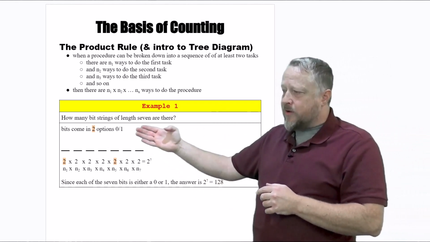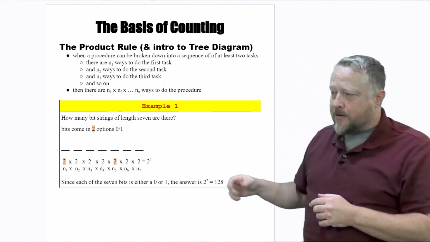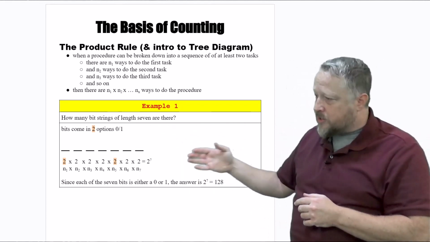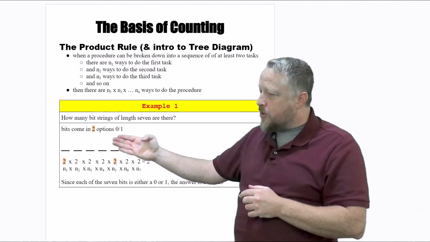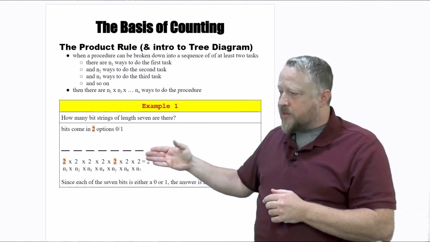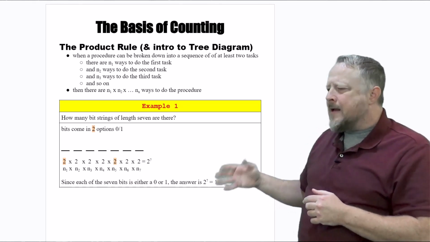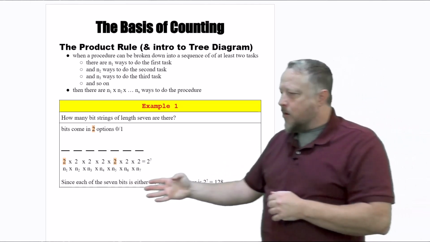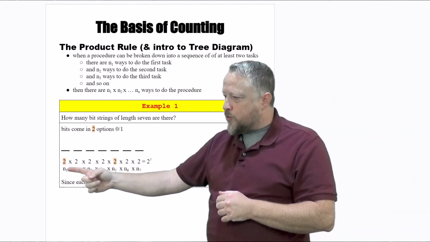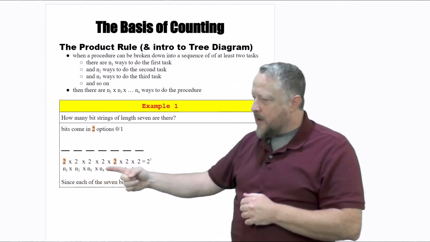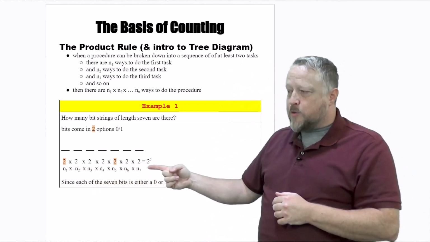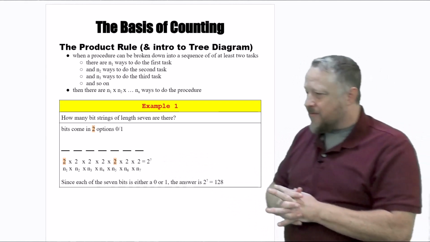How many bit strings of length 7 are there? Notice it says bits, which is really important. We have two options, 0 and 1. We're also given 7 positions, so there should be 7 boxes here. We're going to have 2 options for the first one, 2 options for the second one, and all the way down, and that really is base 2 to the 7th power.